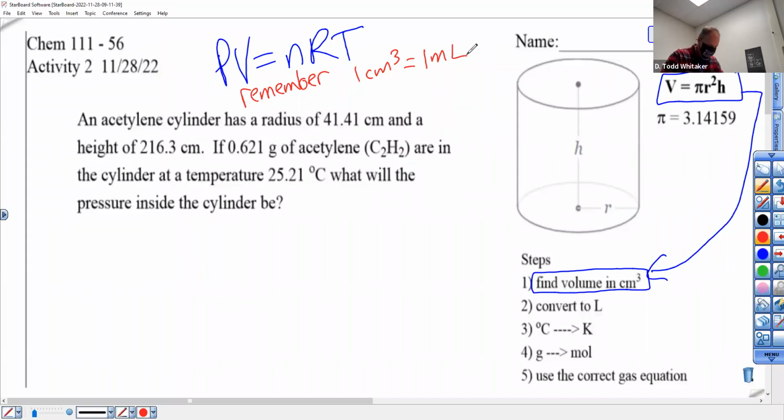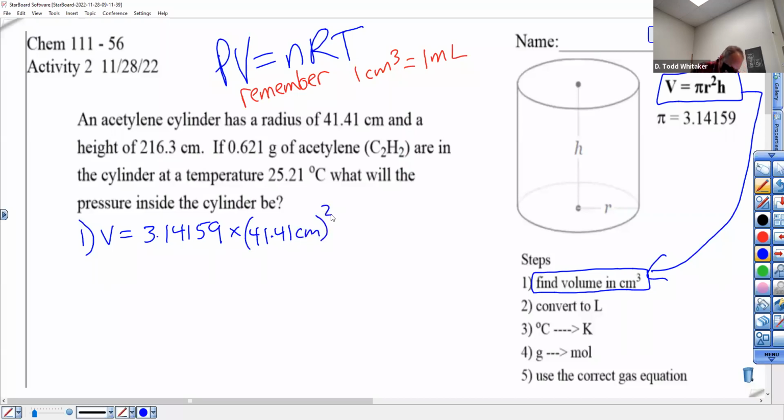Okay. So we're going to find volume in centimeters cubed. V equals pi r squared h. So we'll just do the steps numbered here. V equals 3. Now, most calculators have a pi key, so you don't have to type in all these numbers. R squared is the radius squared, and I gave it to you in centimeters. You are welcome. You have to square it.